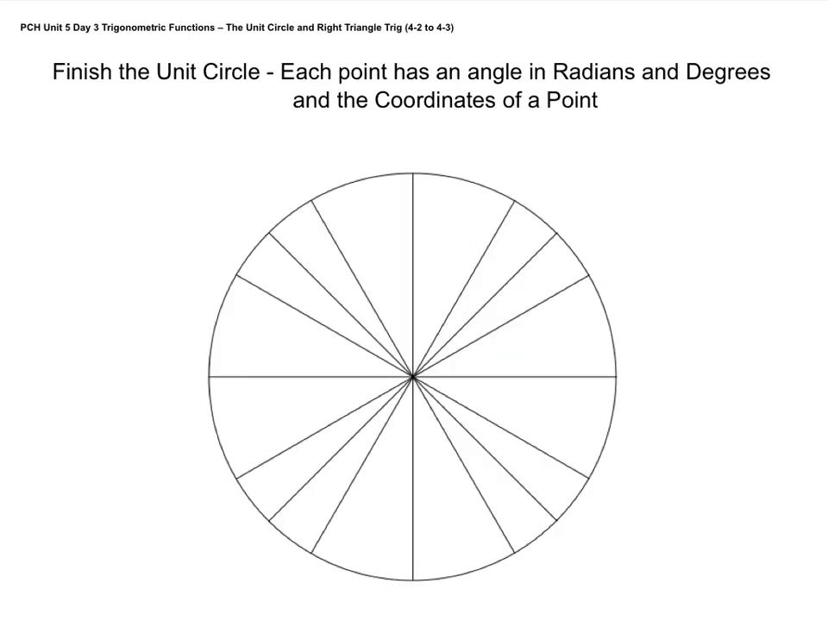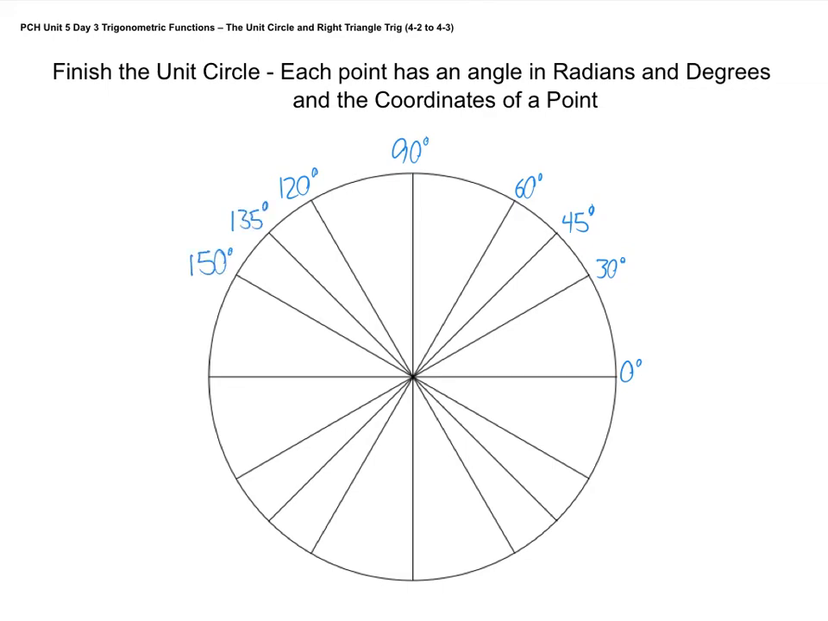So here's our unit circle, blank. And I want to show you what we've learned so far, just to help you see how far we've come in this period. We've already gotten all of the angles: 0, 30, 45, 60, and the same thing, increments of 30, so 120, 135, 150.